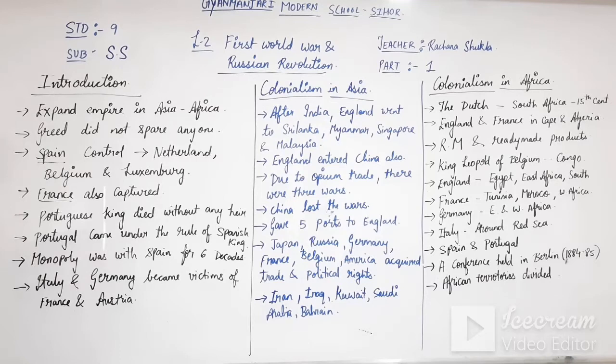Next, who seized the province of Congo? Next, who established its colonies in Tunisia and Morocco?